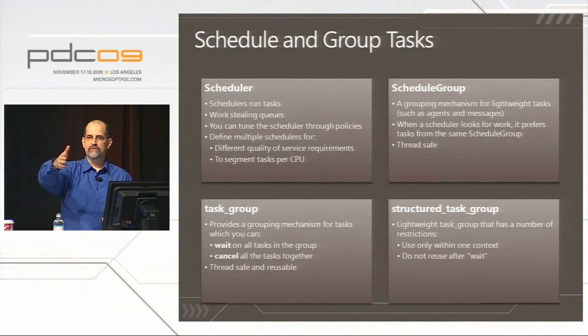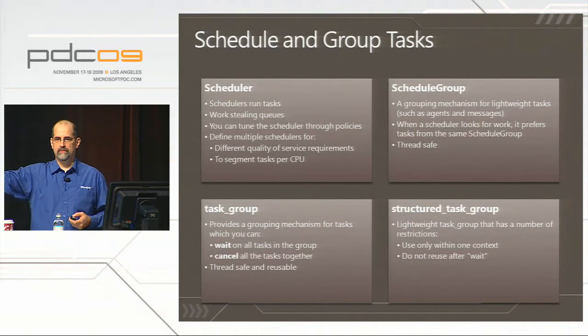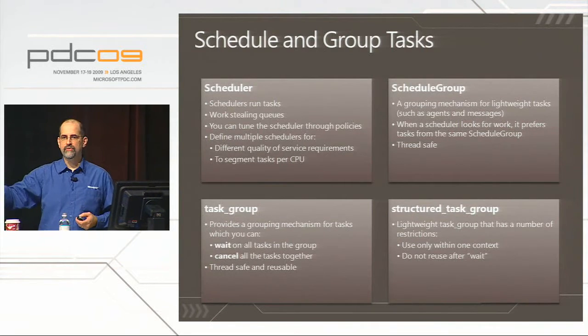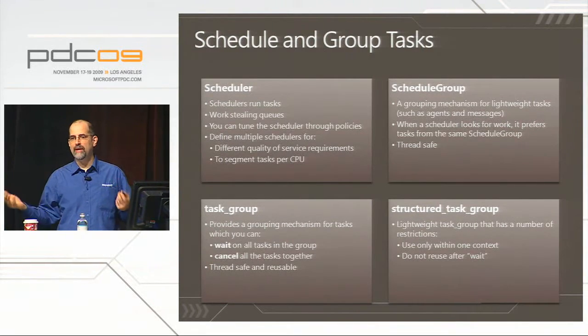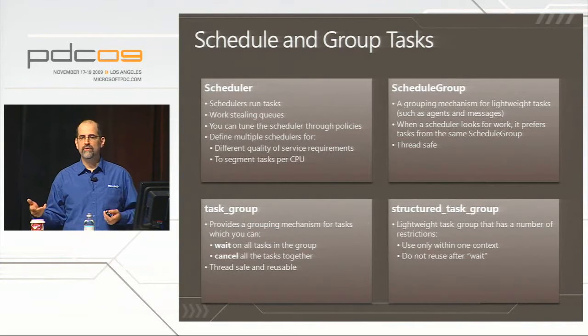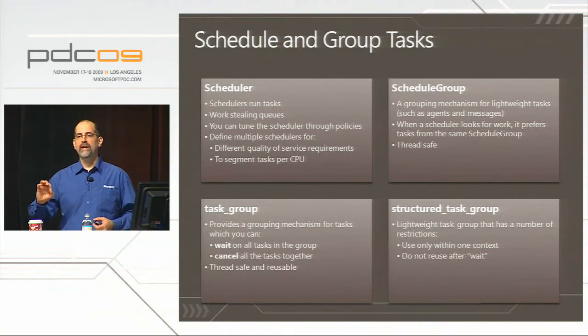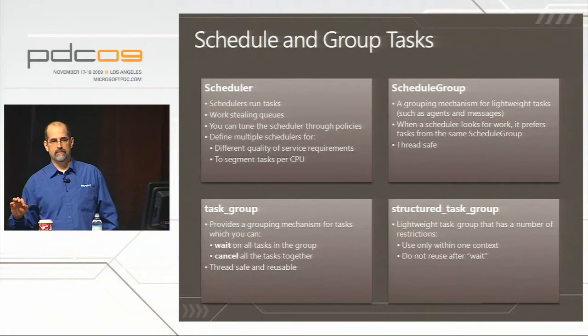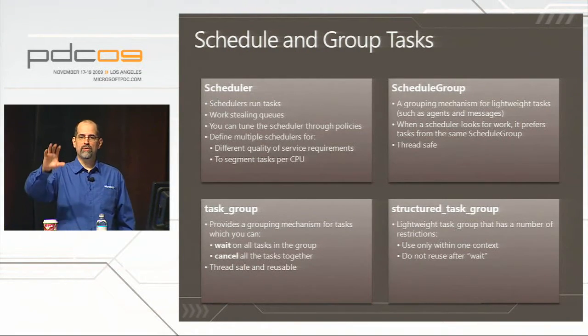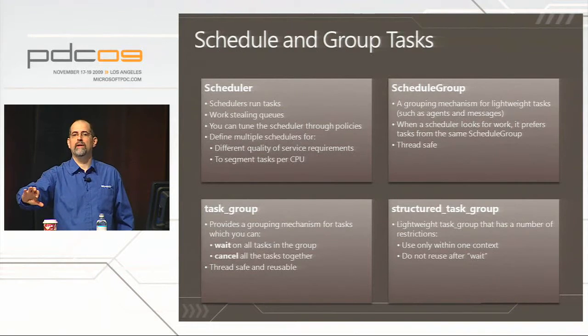We have schedulers and we have groups. Which one you use of those three really is dependent on what you're doing. Schedule groups are for those lightweight tasks. That's what you use. Structured task groups are really designed for things like writing parallel for loops. These are going to be really local, structured parallelism.